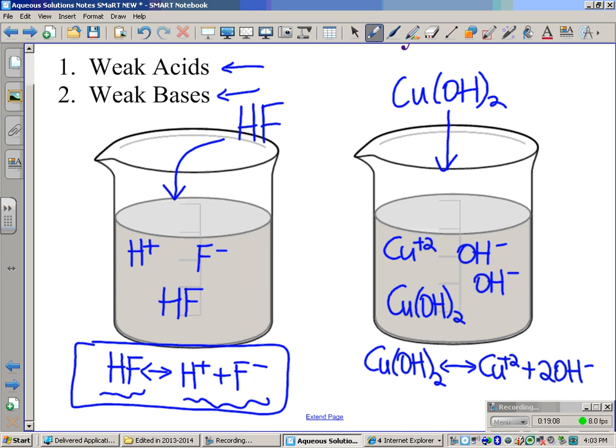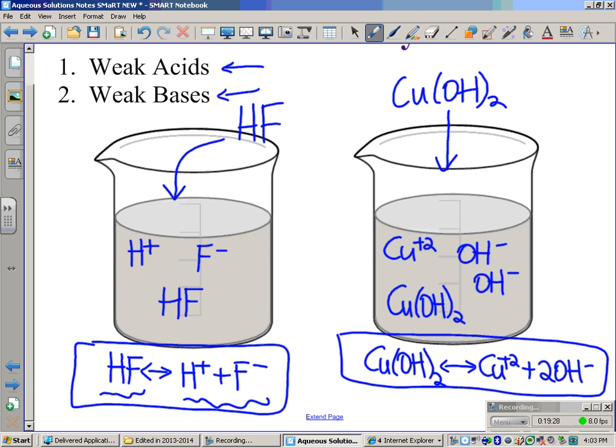So strong electrolytes and weak electrolytes, I'm sorry, let me say that again. Strong electrolytes and weak electrolytes we will represent with equations more often than beakers. The difference between their equations is a double-sided arrow. Very, very important concept and idea to understand.